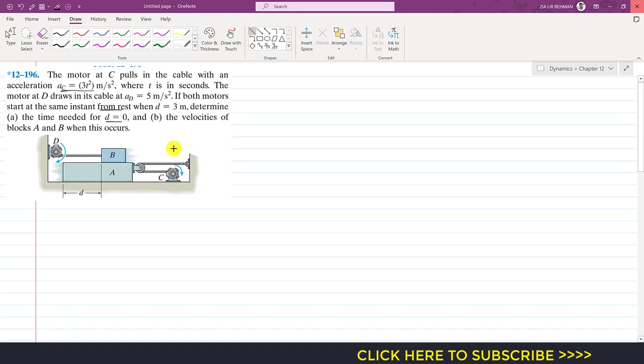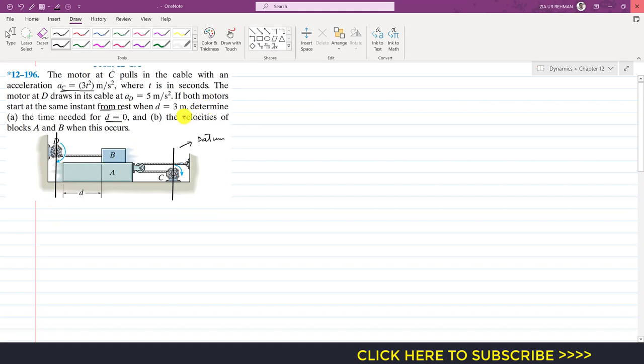So let's say that this is my datum line. Since the center of this motor C is not moving, it is fixed, we will say that this is our datum, and similarly this will be our second datum. So this is also our datum.